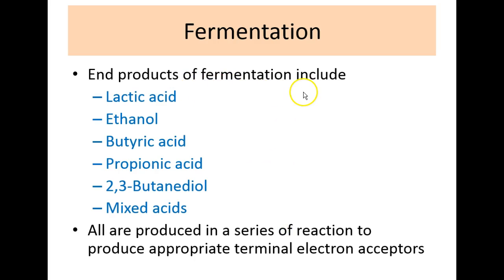End products of fermentation include compounds like lactic acid, ethanol, butyric acid, propionic acid, 2,3-butanediol, mixed acids. Remember, fermentations are named after their end products. Lactic acid fermentation yields lactic acid. Ethanol fermentation yields ethanol as waste products, etc.